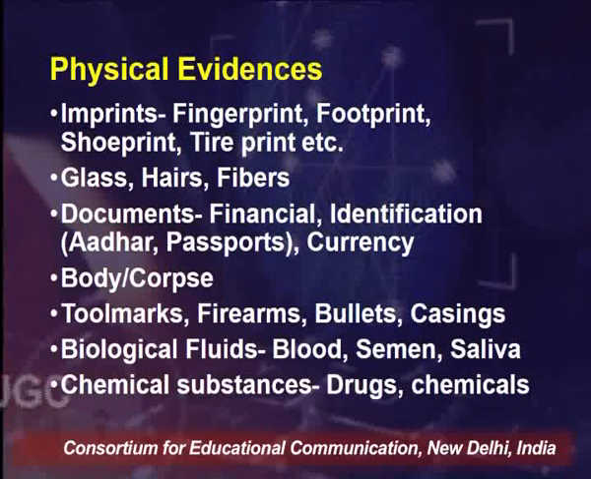Glass, hair, fibers. Glass is usually found where there is a robbery and there is a breakage in the home, etc. Documents could be financial documents, identification documents, for example, our Aadhaar card, our passports. The currency, if there is any fake currency, that is also under the documents section only. We have the dead body or the corpse. That is the major physical evidence which is found at the crime scene, because most of the story is being told by the dead body.